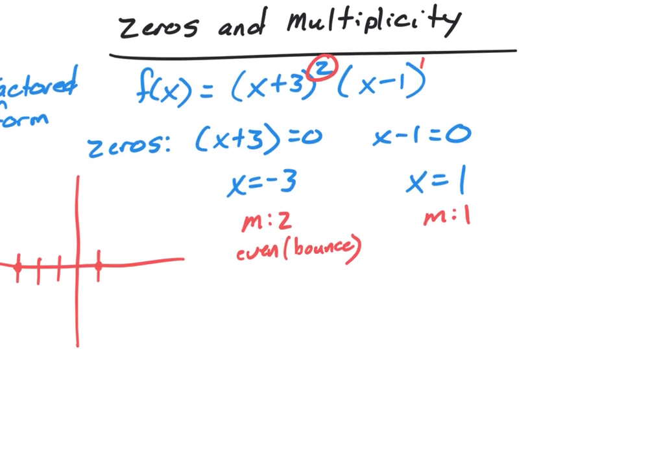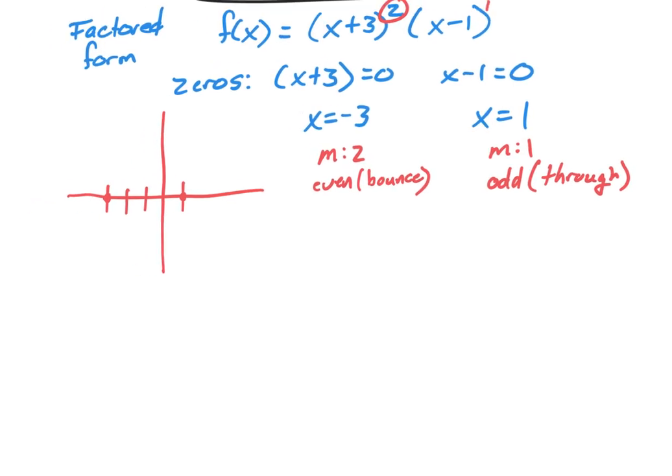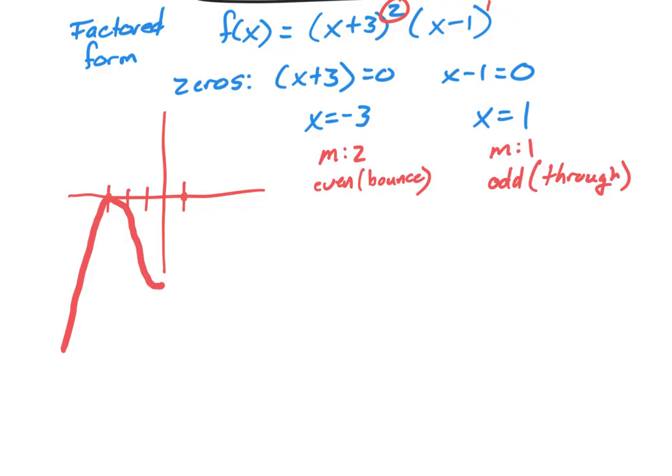If your multiplicity is odd, then it will go through the x-axis at that point. And that's what happens at 1. I showed you the graph. It came up and it went through at that particular point. So if I drew a sketch of this, it's going to bounce, it's going to turn, and it's going to come back up through at 1. And that's a real quick sketch of that graph.